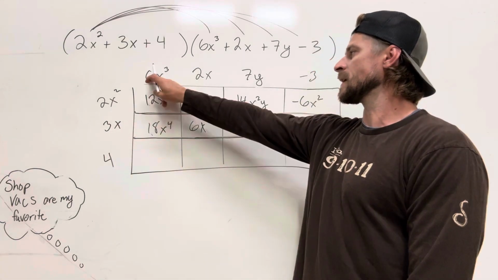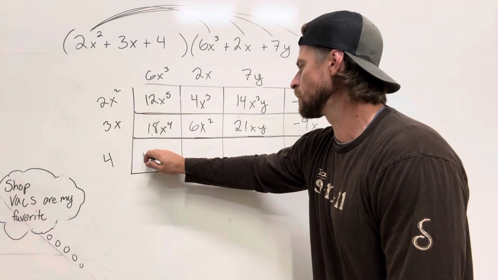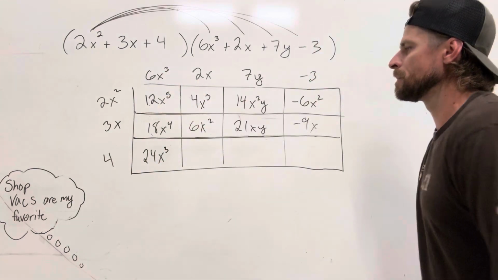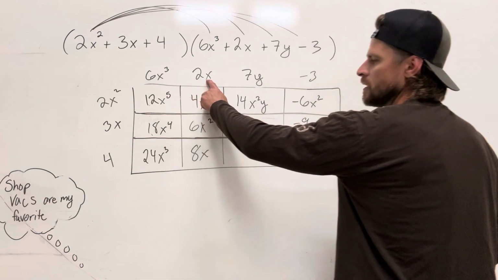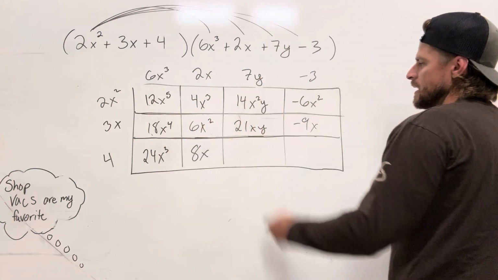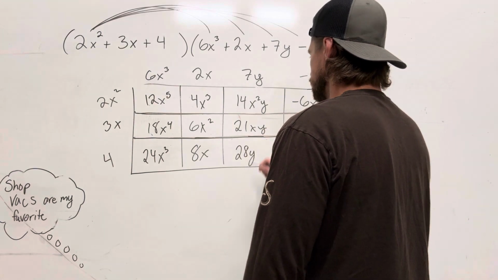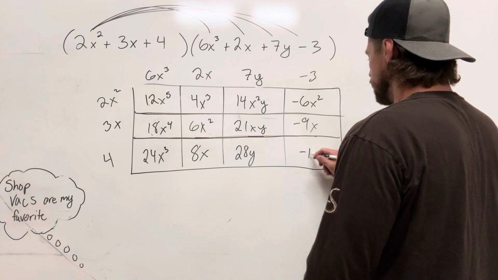Now we do the 4 times each of these 4 terms. 4 times 6, 24. With an x cubed, because of the x cubed there. 4 times 2 is 8. Keep the x attached. 4 times 7y, that's going to give me 28y. 4 times negative 3, negative 12.